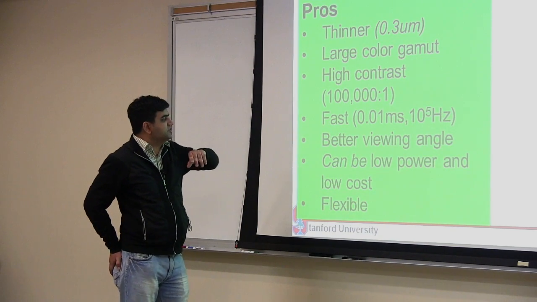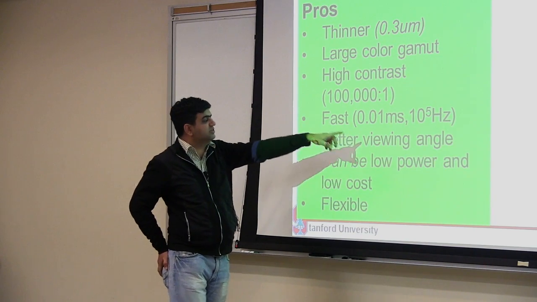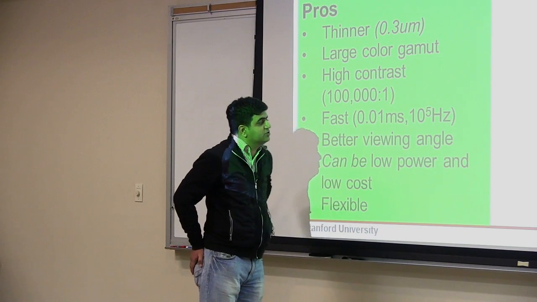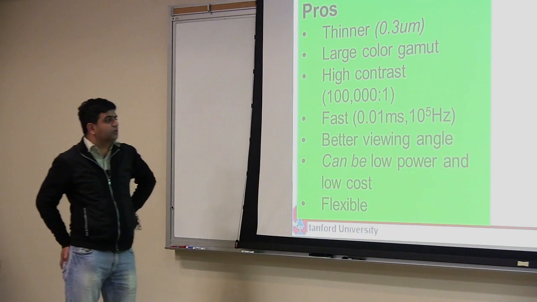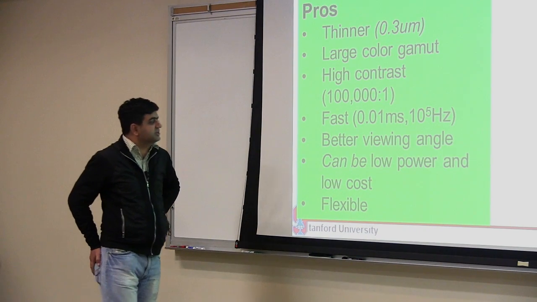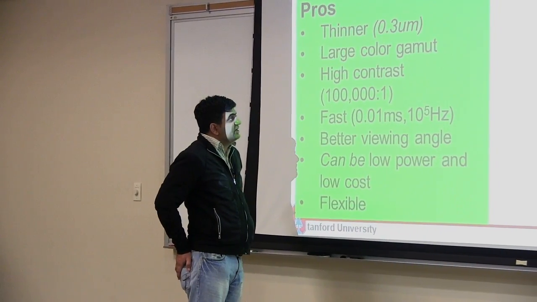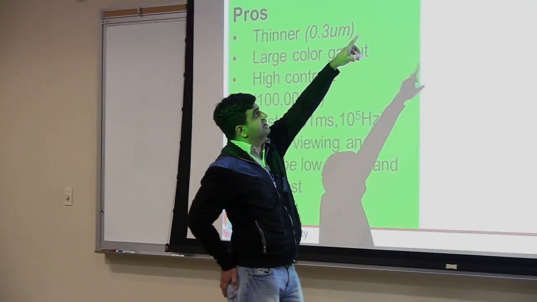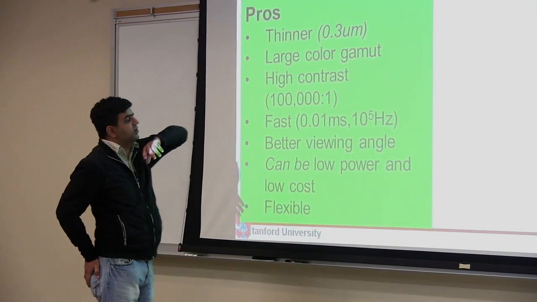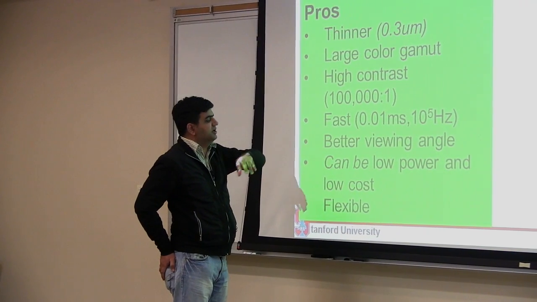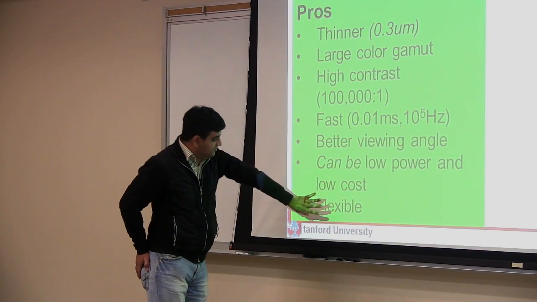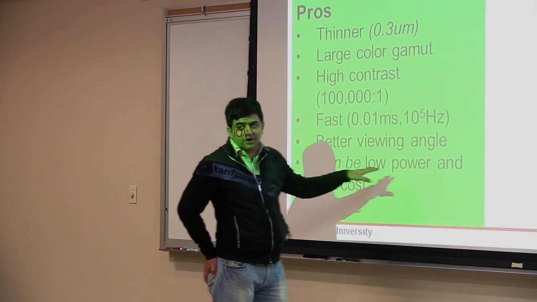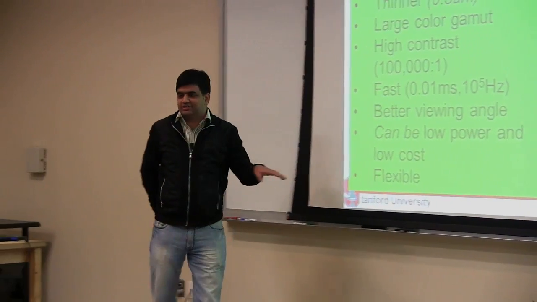Any of you who has worked on LEDs know that you can switch them very fast. So you can switch these OLEDs at a switching time of 0.01 millisecond, and that gives you a frequency of 10 to the power 5, which is definitely more than what the human eye can perceive. Another thing, it has very few layers, and the light is being generated from the very top layer. The light is being generated from that OLED layer, which is at the very top. So it has better viewing angle as compared to LCD. It is flexible. You can make it on a flexible substrate. In principle, it can be low power, and it can be low cost.